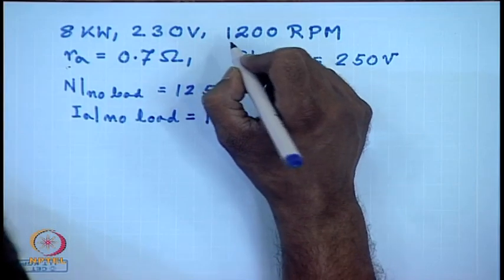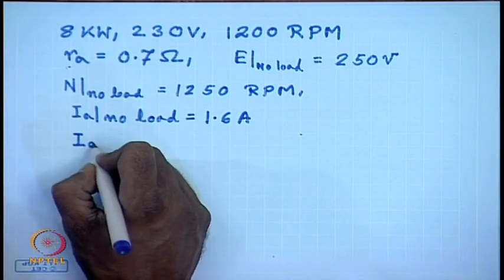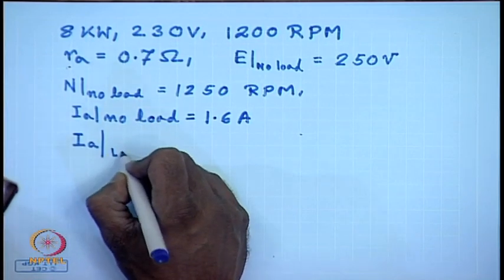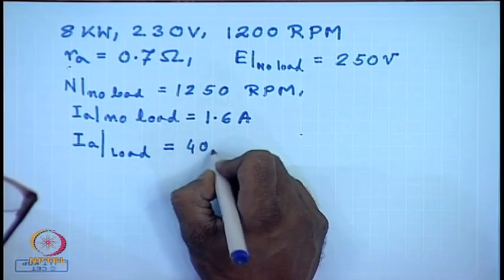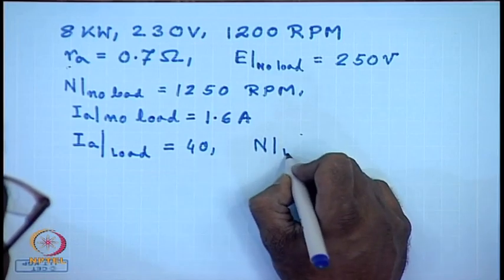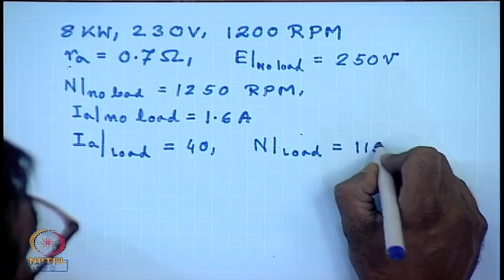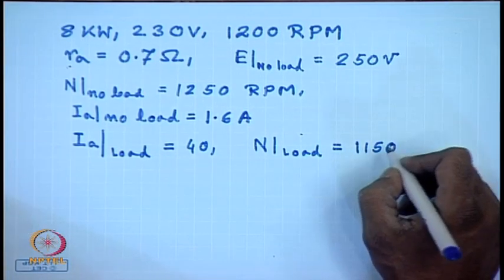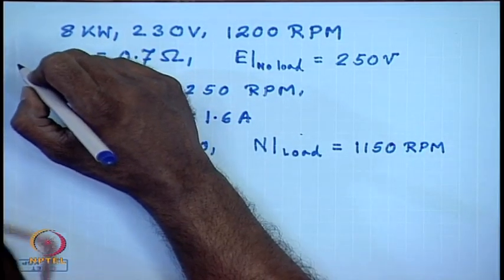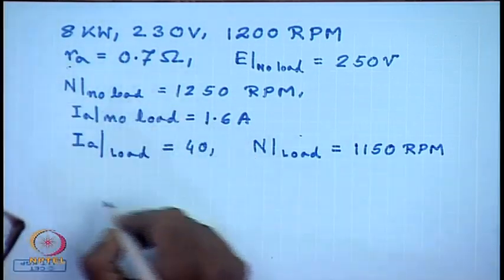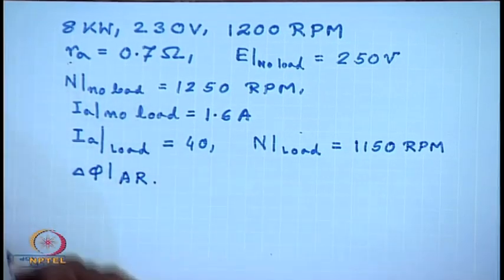Now, under this condition we apply a load such that under loaded condition I A becomes equal to 40 ampere and N at load becomes equal to 1150 RPM. Find out how much reduction in flux per pole, delta phi f, happens due to armature reaction.